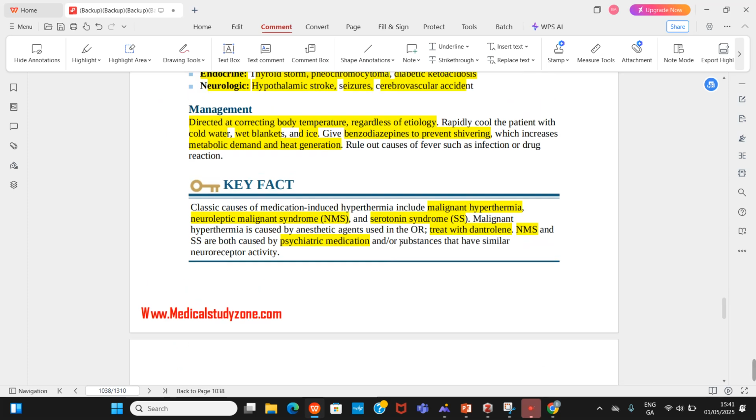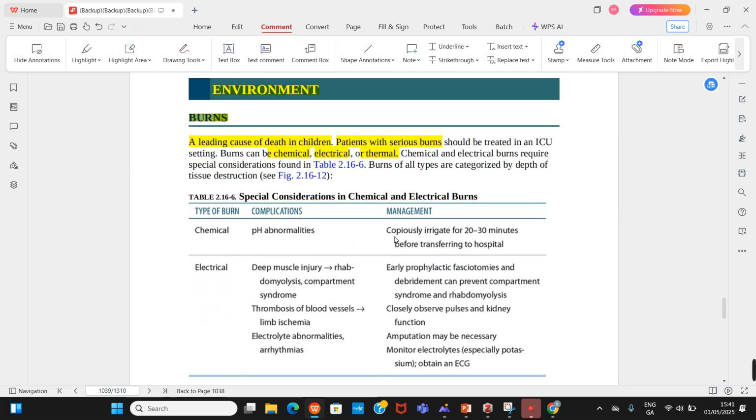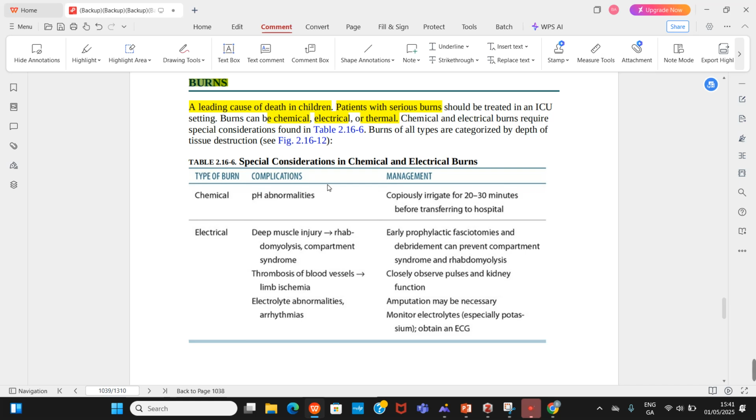So moving on to burns. So the burns, we don't need all this history. We just know that it can be chemical, it can be electrical, it can be thermal. So depending on what type of inciting agent, you know what to do. If it's chemical, it is going to cause changes in the pH, so we need to immediately do a copious irrigation of that part. So if it's a chemical burn to the face, you need to copiously irrigate. That's the best next step.